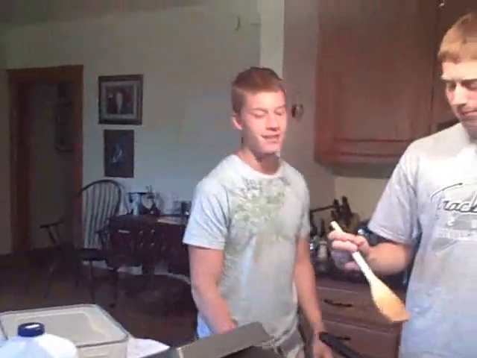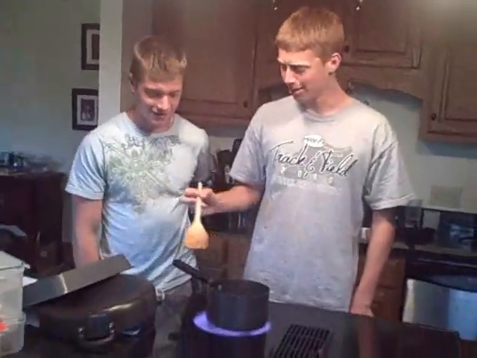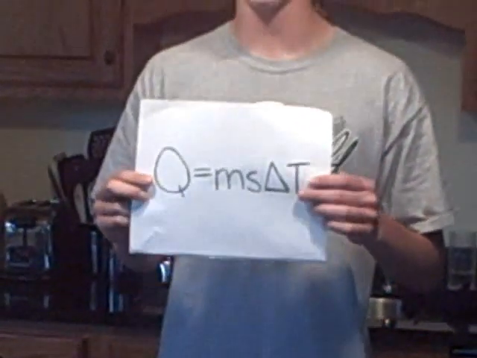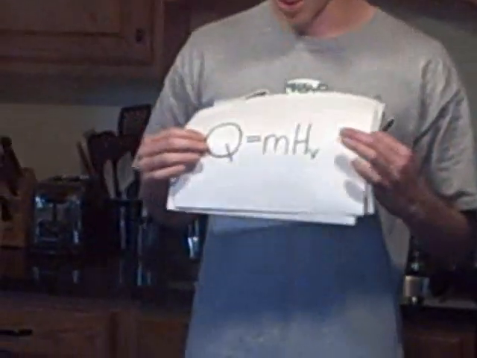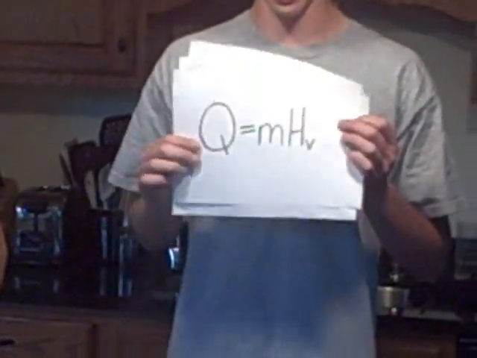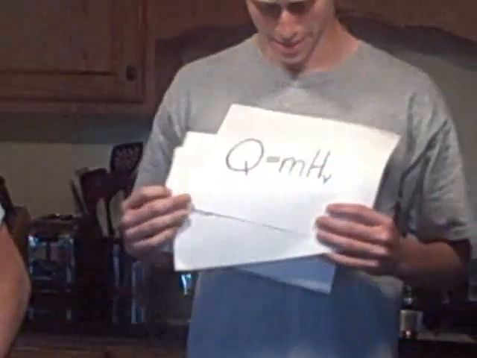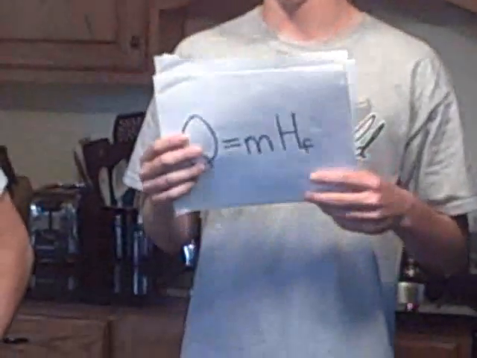Say, Charlie, how much heat does it take to make macaroni and cheese? Well, Brent, I'm not sure, but you can use one of three equations to figure it out. Either Q equals ms delta T, Q equals m times the heat of vaporization, or Q equals m times the heat of fusion.